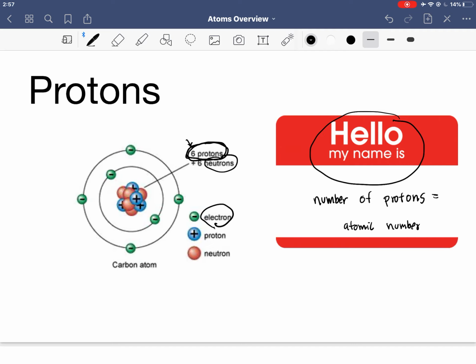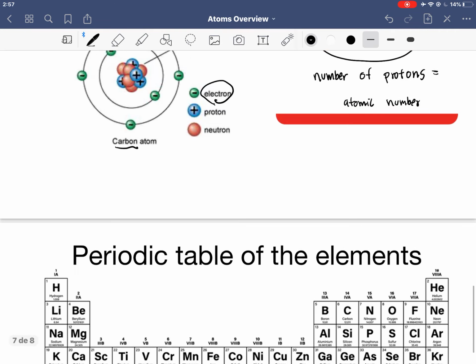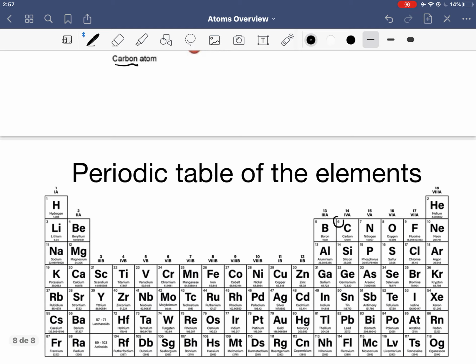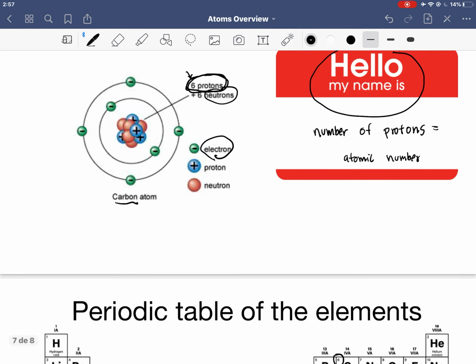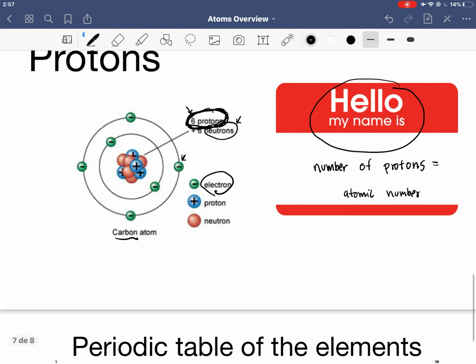So if I have 6 protons, I know that I'm carbon, because if we take a look at the periodic table, I have an atomic number of 6. So if there's 6 here, any atom that has 6 protons will be carbon, no matter what. Any atom with 6 protons will be carbon. Even if there were a different number of neutrons or a different number of electrons, as long as there's 6 protons, I am carbon.